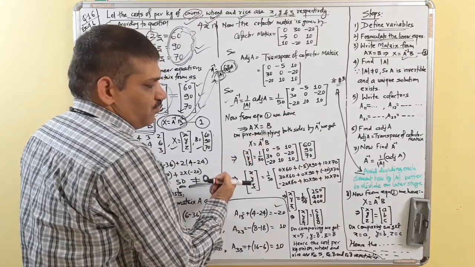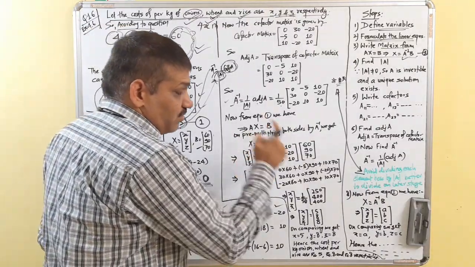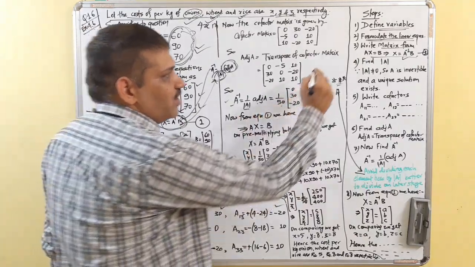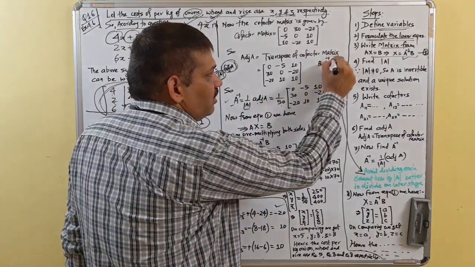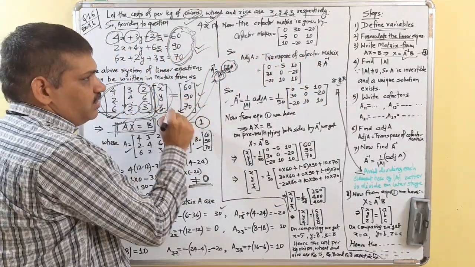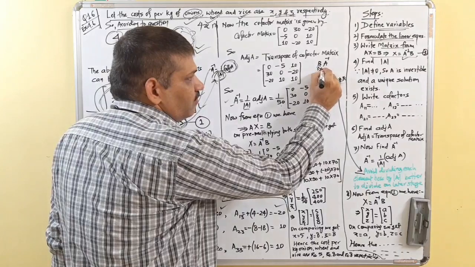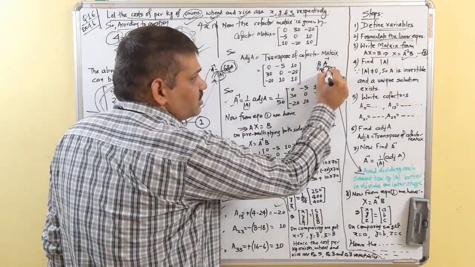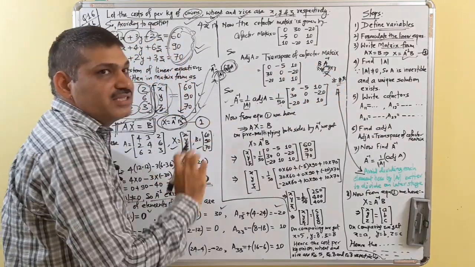If we pre-multiply both the sides by A inverse, mind it, you cannot write here B A inverse because B A inverse is not defined. The order of B is 3 by 1, and the order of A inverse is 3 by 3. This product is not defined because the orders are not matching.